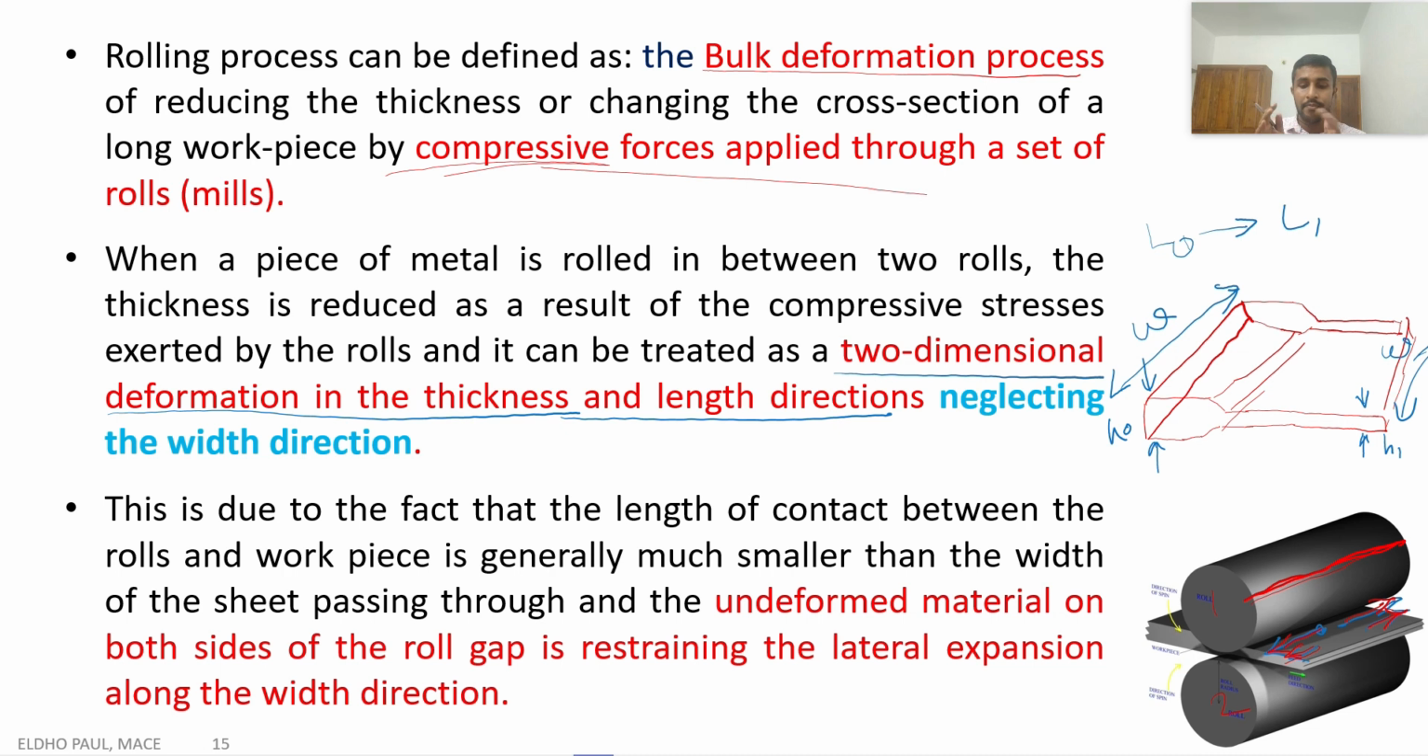So the width direction deformation will be very negligible compared to the reduction in thickness and the increase in length. This is due to the fact that the length of contact between the rollers and the workpiece in the width direction is very high. By means of this length of contact, there will be a huge friction between the workpiece and the roller in the width direction. This friction will not allow a flow of material in the width direction, so there will not be any deformation or metal flow in the width direction. That is the reason. So we are not considering any deformation in the width direction during the rolling process.